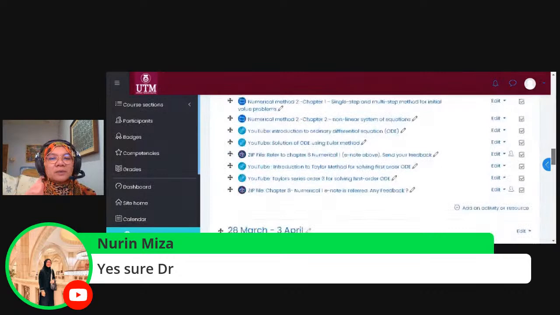You can see here I already posted a few posts. For example, the introduction to the ordinary differential equation. What we learn in numerical 1 is a first order ordinary differential equation, or ODE. For example, del u over del x equal to f(x). So this is a first order derivative. And then I also post how we solve first order ODE using the Euler method. The Euler method that I already expressed is a first order of the Taylor series.